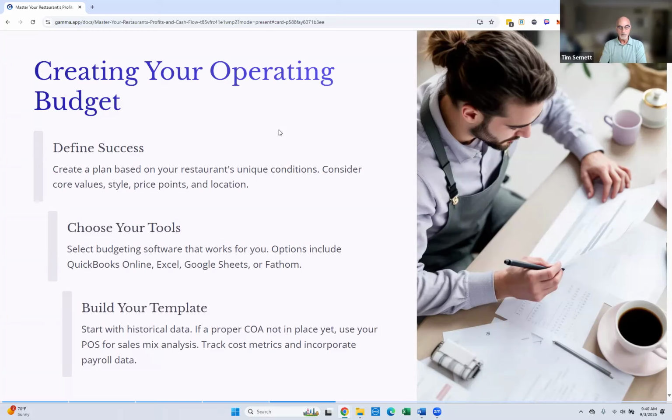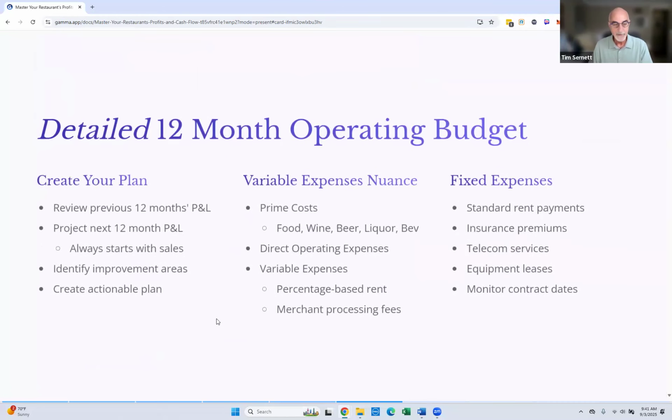Build your template. Start with historical data. If you don't have your proper chart of accounts, which we talked about here, if that's not implemented yet, use your point of sale for sales mix analysis so that you can understand of your total sales, how much is food, how much is wine, liquor, beer, and so forth. Track the cost metrics appropriately and incorporate payroll data. Let's get into some more detail on that.